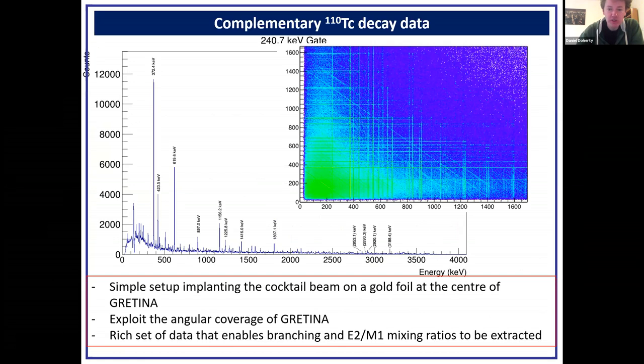So as I mentioned, decay data was taken. And this is, I think, one real lesson we learned on this experiment: when you're doing these Coulomb excitation studies, it really helps to have complementary decay data as well. This is a very simple setup. It's just implanting the cocktail beam onto a gold foil in the center of Gretina. There's no active stopper or anything. It's helped by having excellent angular coverage in Gretina, and the aim really was to measure precise branching ratios to use in the GOSIA analysis, and if possible, though it's much more difficult, to measure E2-M1 mixing ratios. As in our previous analysis, we assume that everything is E2, which, although we suspect is the case, needn't necessarily be true.